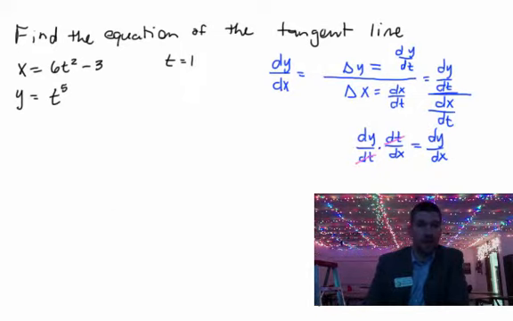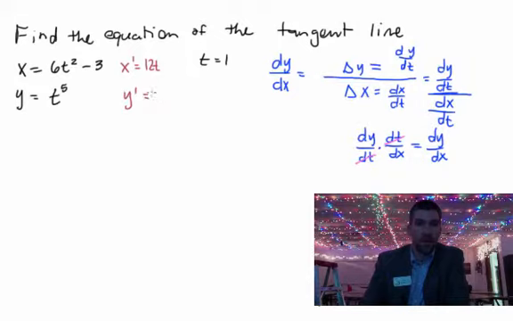So let's just find out then what x prime would be. x prime then is going to be 12t. I'm going to move this t out of the way real quick. All right, y prime is going to be 5t to the fourth. Okay, so there's my two derivatives.